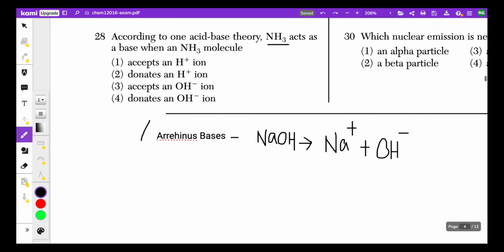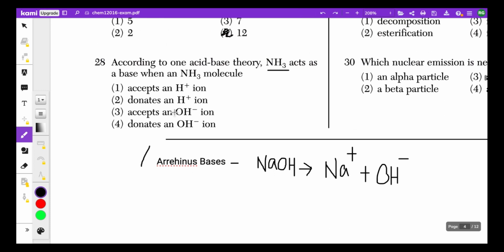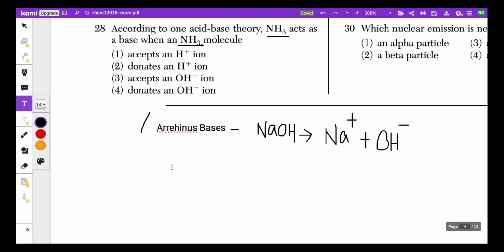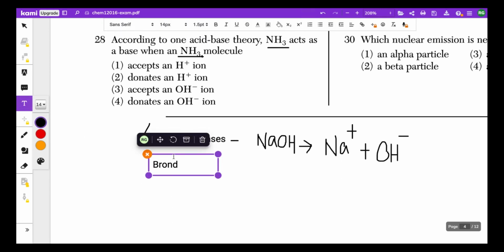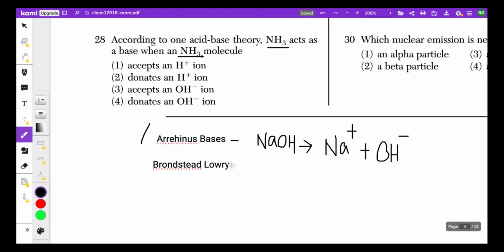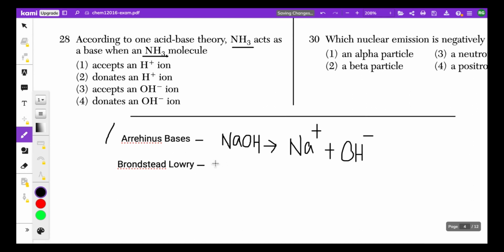Now, the reason why this kind of definition might be a little bit outdated is because you have something like ammonia that doesn't have OH in its formula, but it's still a base. So therefore, people actually created a new definition. This is called the Bronsted-Lowry definition of a base. The Bronsted-Lowry definition of a base is that it's a proton acceptor. And a proton is the same thing as an H plus ion.